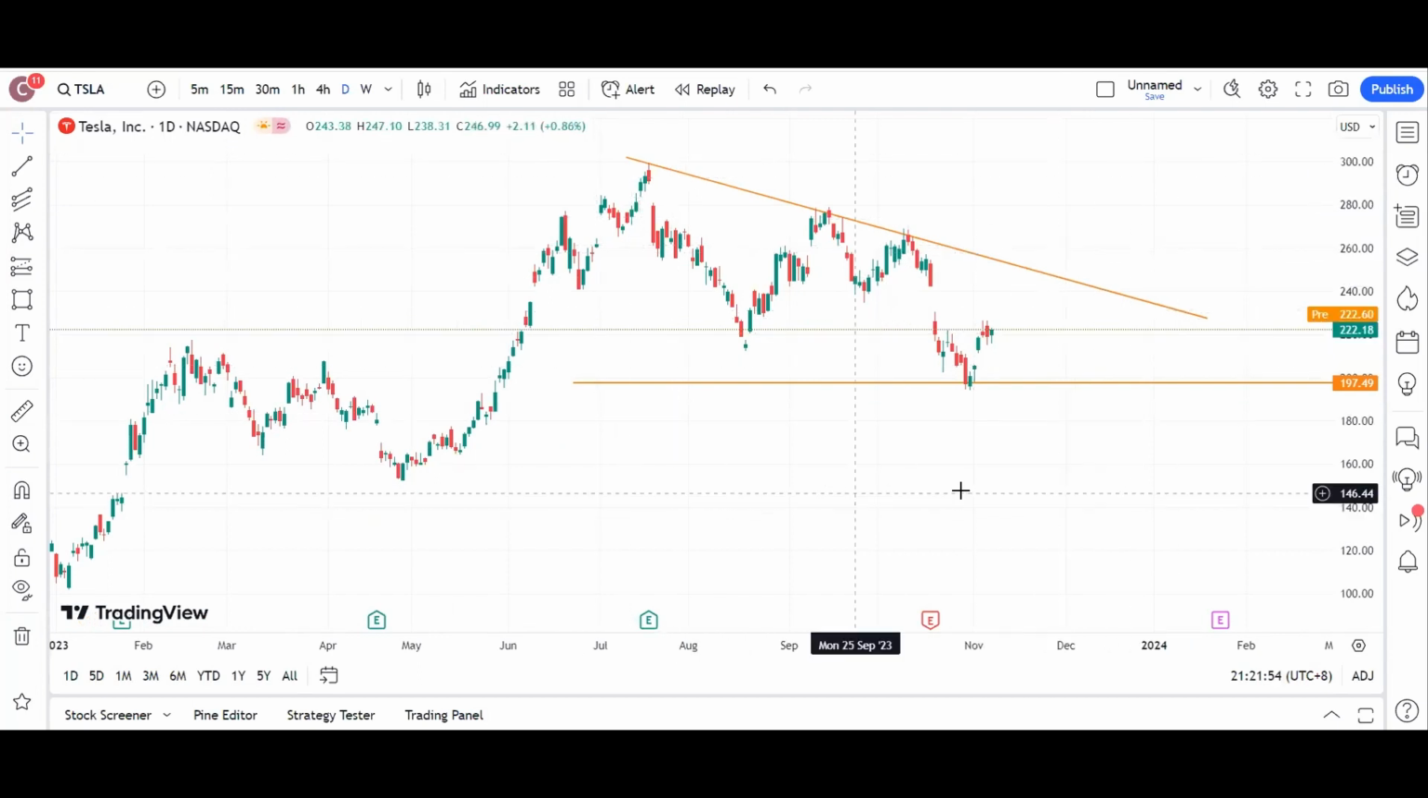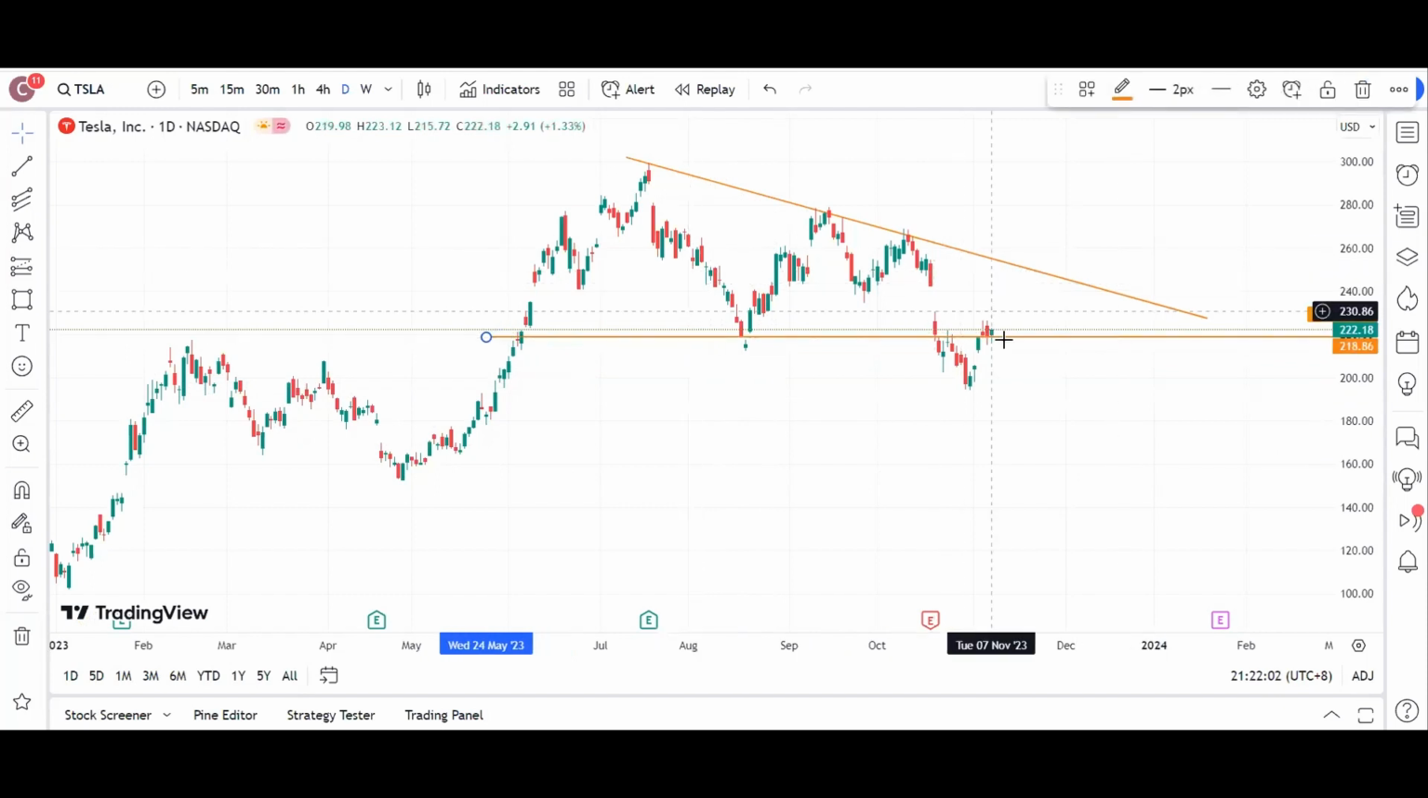If you recognize pattern also, basically this pattern is a descending triangle. Okay, it's a descending triangle. As long as price comes here, they reject here, they will slam again. This is the pattern. I'm not saying that it's confirmed. This is a pattern only.